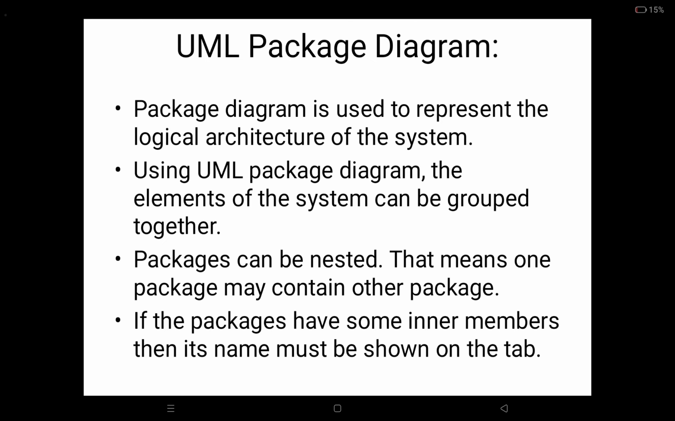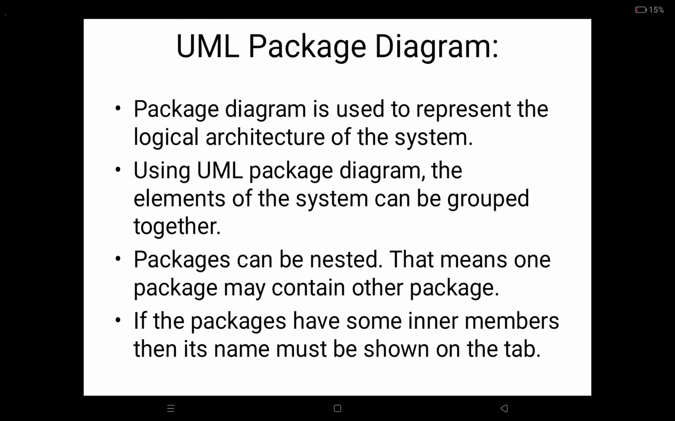The last diagram is called the UML package diagram. See, the UML package diagram comes under the categories of, anyone tell me which category? Yes, structural diagram. The UML package diagram comes under the structural UML diagrams. It's mainly used to represent the logical architecture of the system. Everyone knows what a package is. Package means a group of similar classes, a group of sub packages. Using the UML package diagram, the elements of the system can be grouped together.